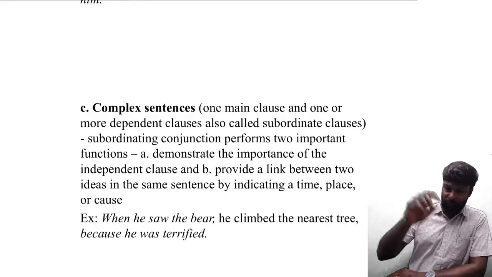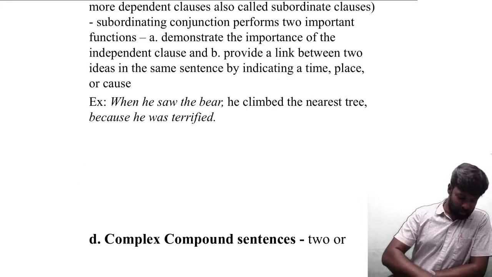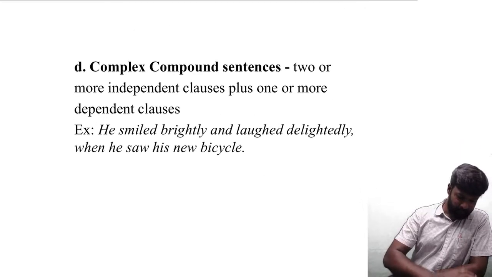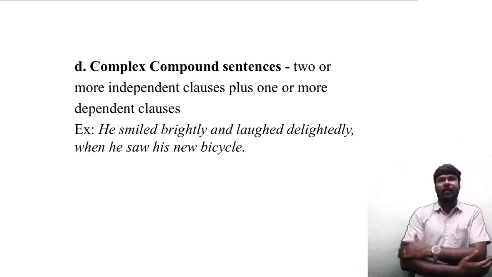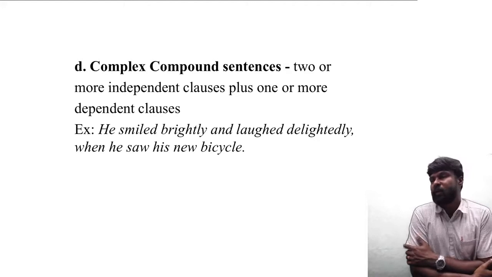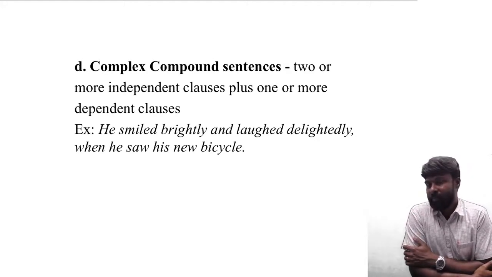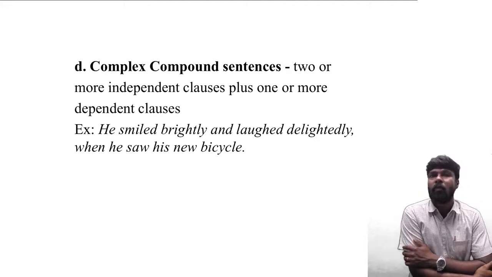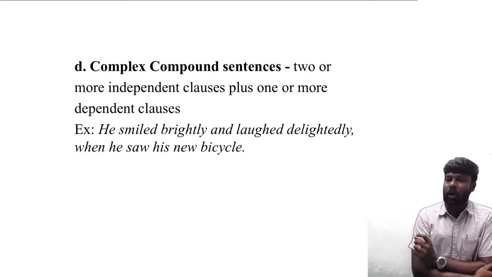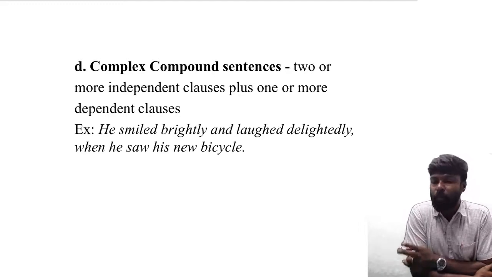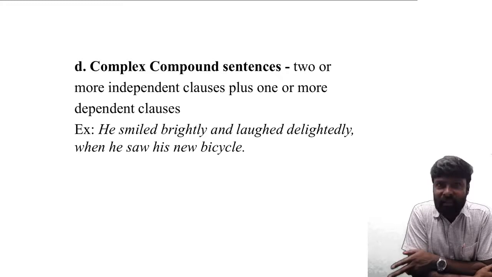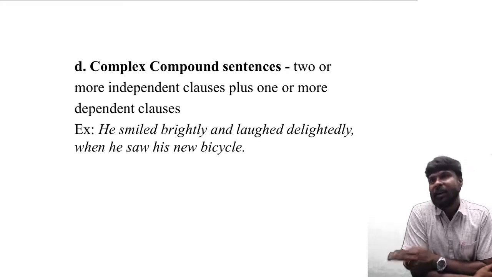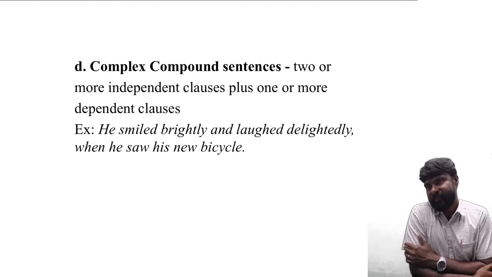The fourth one, of course, is even more challenging. Complex compound sentence. You can also say compound complex sentence, whichever you feel like saying. Right? I've written it as complex compound sentence. Now, what's a complex compound sentence? Two or more independent clauses plus one or more dependent clauses. Right? Look at the example.